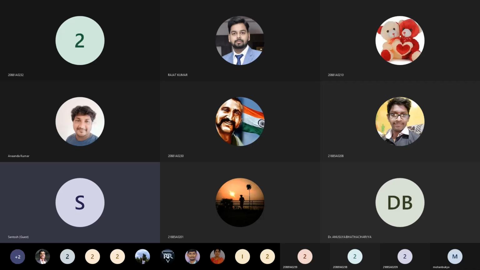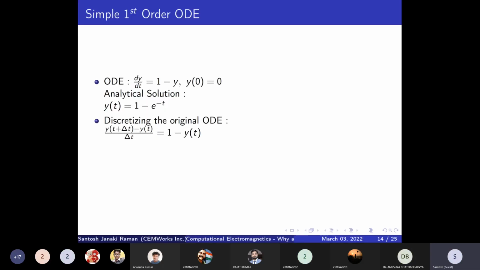Delta t. This comes from the fundamental concept of calculus, right? You do this, which is equal to y of 1 minus y of t. The RHS remains the same, 1 minus y of t, just the LHS changes, right? The place where you have the derivative changes into y of. So this is simple forward Euler.